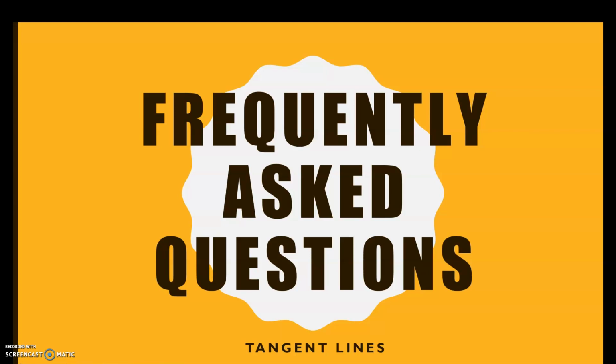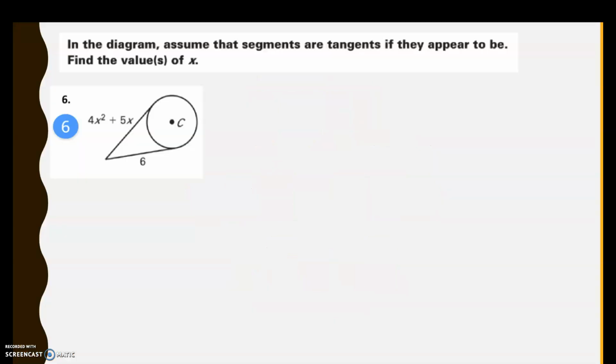All right, so these were our frequently asked questions for our assignment on tangent lines. This first problem, number 6, asked us to find the value of x. We do know that both of these lines are tangent and they're going out to the same external point, which means we're going to make them congruent to each other. I'm going to set them equal to each other. 4x squared plus 5x is equal to 6. And I'm going to move it over, subtracting 6 from both sides.